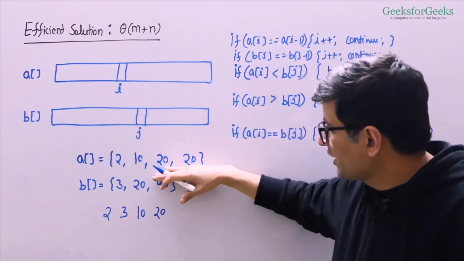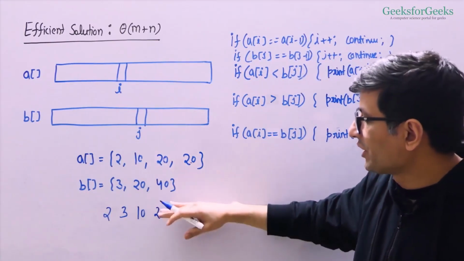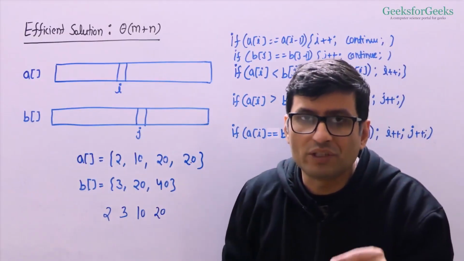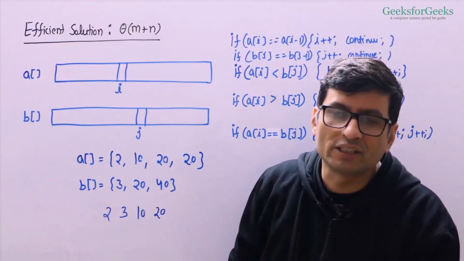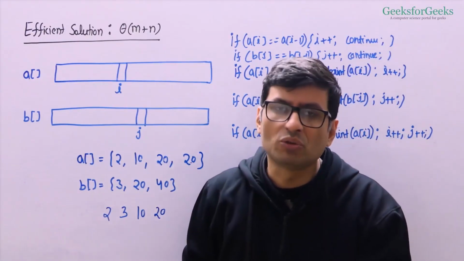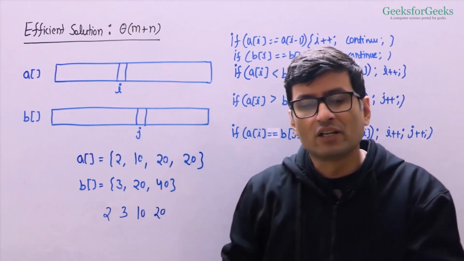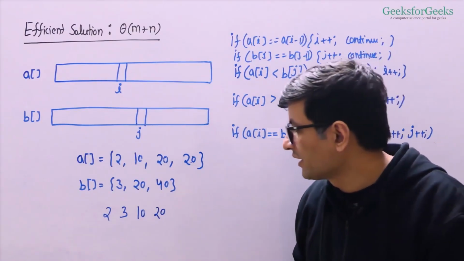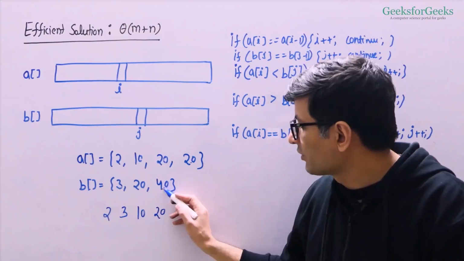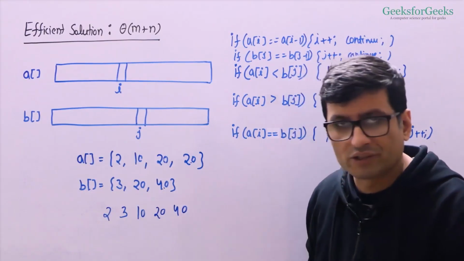So we reach the end of this array. Now what are we going to do? See, once we reach end of any of the arrays, we need to process the remaining elements of the other array. Same thing we do in the merge function of the merge sort, right? When we finish processing one array, we process the remaining elements of the other array. So now we are going to come to this array and we are going to process 40 and we are going to print 40 on the screen.